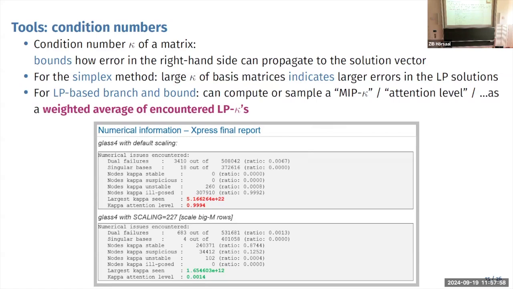So if that attention level here in Xpress is high, that means you should be a bit wary of the solution that you received. And you also see that if you apply a more aggressive scaling, then actually this attention level decreases here, and the number of bases that are difficult, that are numerically troublesome, are significantly reduced. All right, so this is about condition numbers.